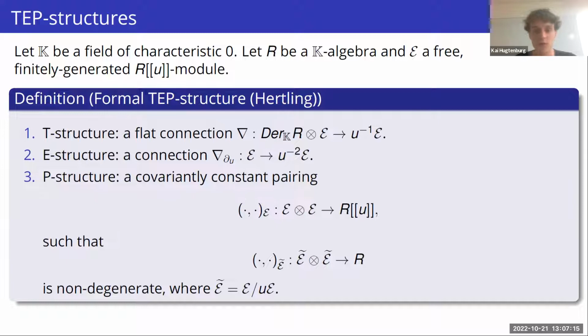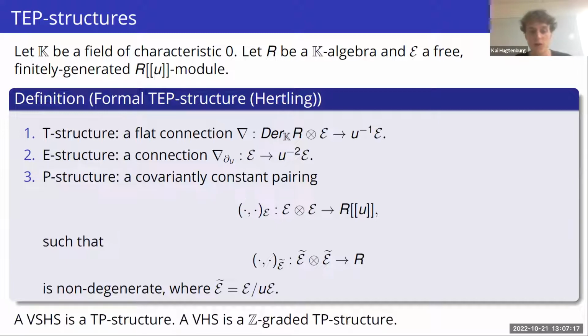And just for people who have heard of VSHS before, a VSHS is a TP structure in here. And a VHS is a Z-graded TP structure. But the main reason why I talk about these structures is because in what I'm going to talk about, this E structure is going to be the really important one. So this connection in the U direction. And this wasn't really considered before.